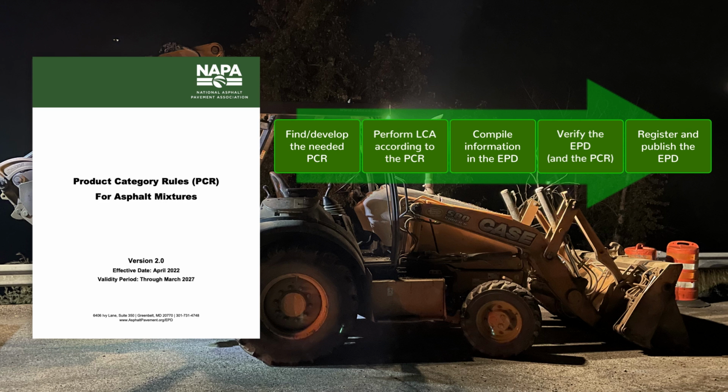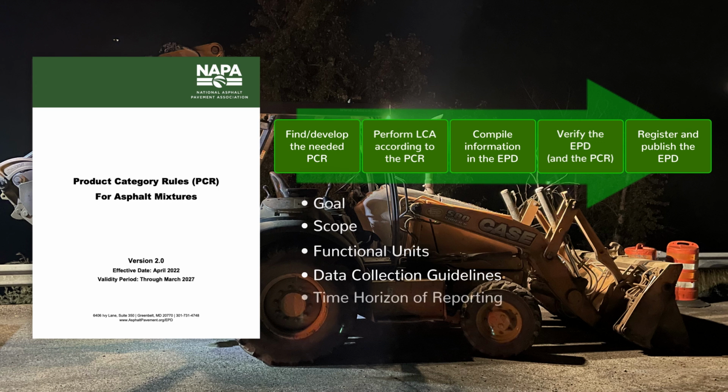Generally, a complete set of product category rules includes goal, scope, and functional units, as well as data collection guidelines and time horizon of reporting. In addition, it establishes the environmental impact indicators to be reported in an EPD, such as global warming potential.